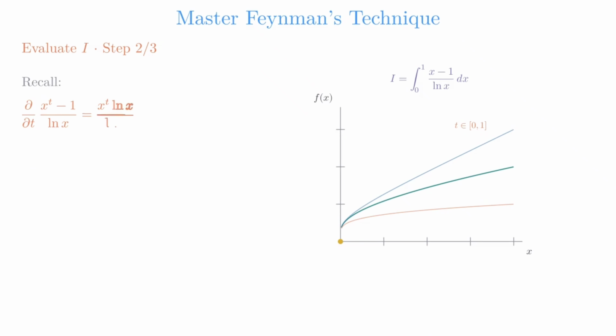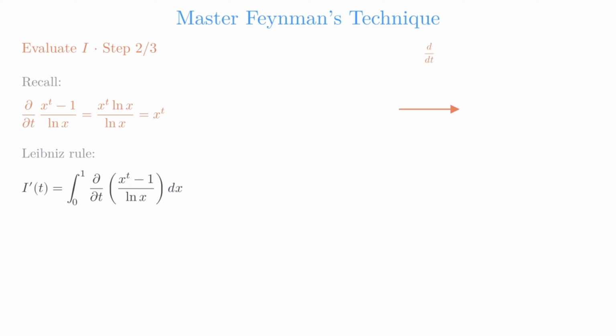Step 2. Differentiate the integrand with respect to t. The ln x terms cancel beautifully. By Leibniz's rule, we differentiate under the integral sign with respect to t. The derivative of x to the t is x to the t times ln x. The ln x in the numerator cancels with the ln x in the denominator. This is the magic moment.